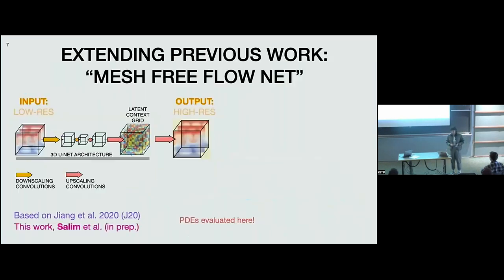And so the backbone of the work that we're doing is based on a previous work called Mesh Free Flow Net, which was created in 2020 by a group led by Zhang et al. And so the backbone of this network is something called a convolutional neural net. These kinds of networks are very, very good at picking out image features and image patterns in large image-based data sets.